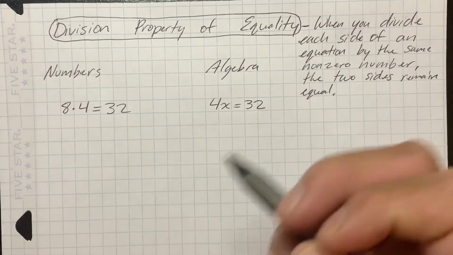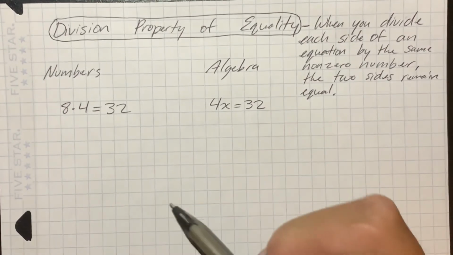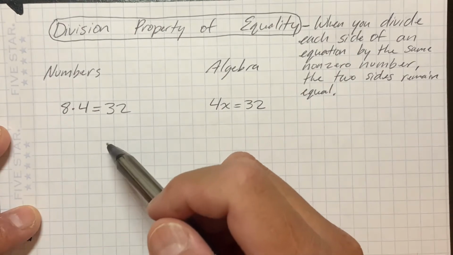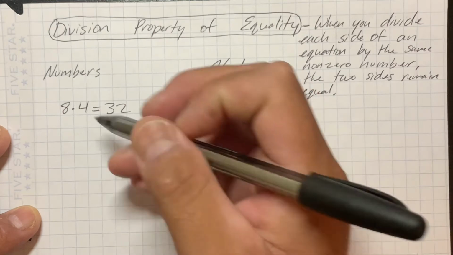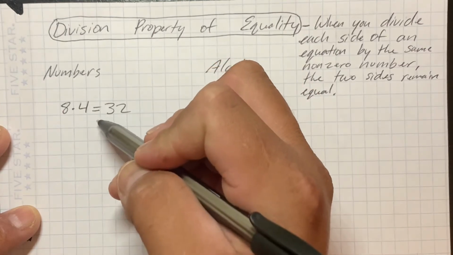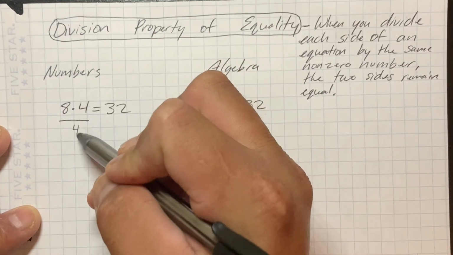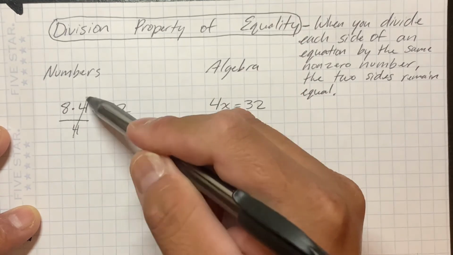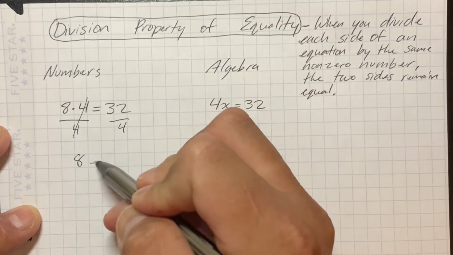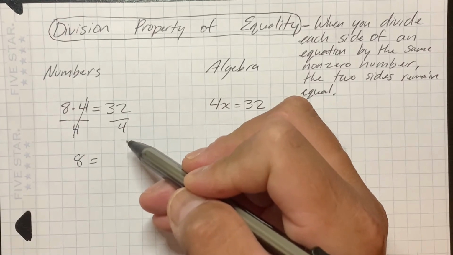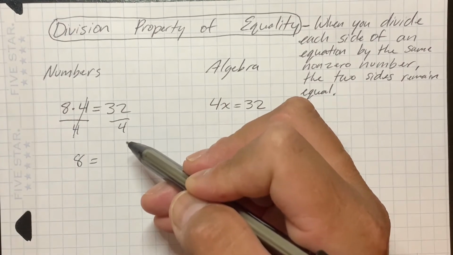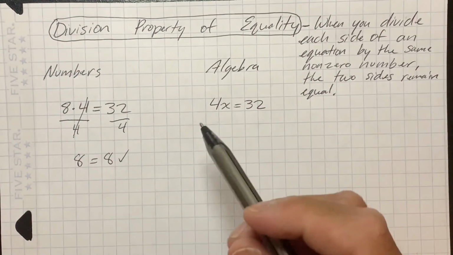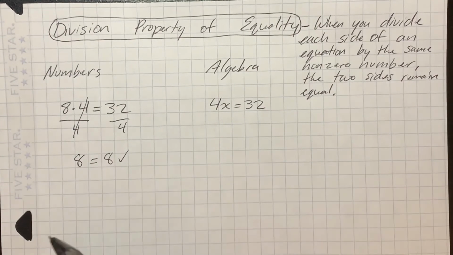Now again, we're dividing with the division property of equality. So again, we want to make sure that we divide by 4 on both sides. 4 divided by 4 is going to be 1. 8 is by itself. And 32 divided by 4, that will be 8. And 8 is equivalent to 8. So there you go. That checks.